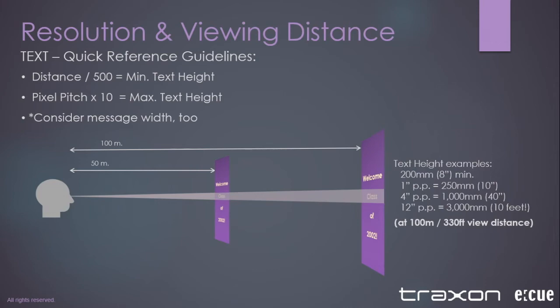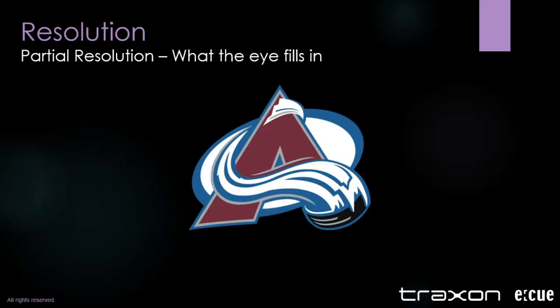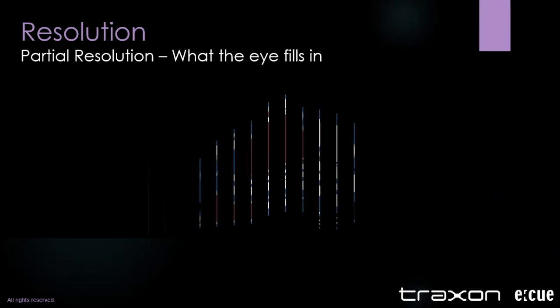Then one more concept around resolution, which I've touched on a little bit, and that is partial resolution. We're going to use the Colorado Avalanche NHL team as our example. This is their logo. What if we wanted to render this on a building, but we didn't want a whole video screen that took up the entire facade? What if we broke this up into little spaced out strips of media light? Well, if you didn't know what that logo was, you'd probably look at that and see just a bunch of weird stripes of blue and red.